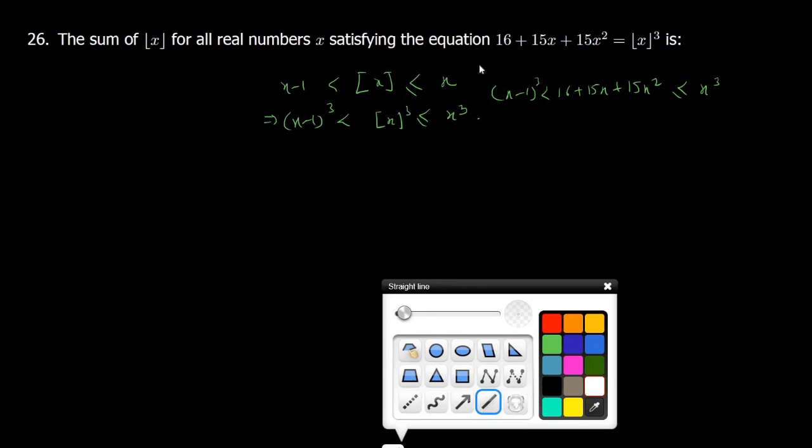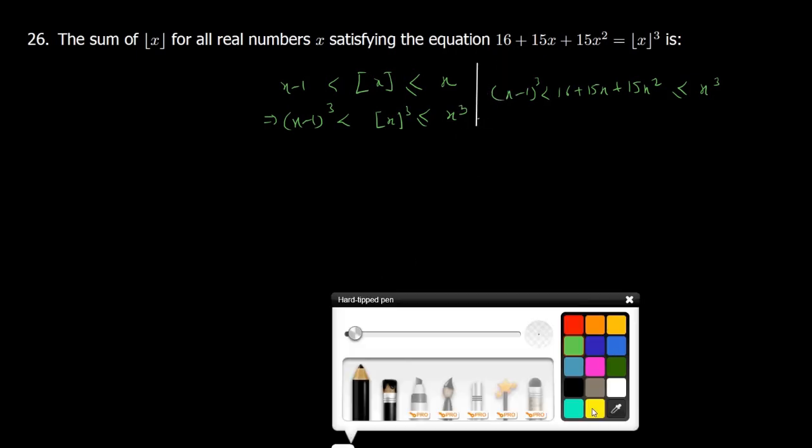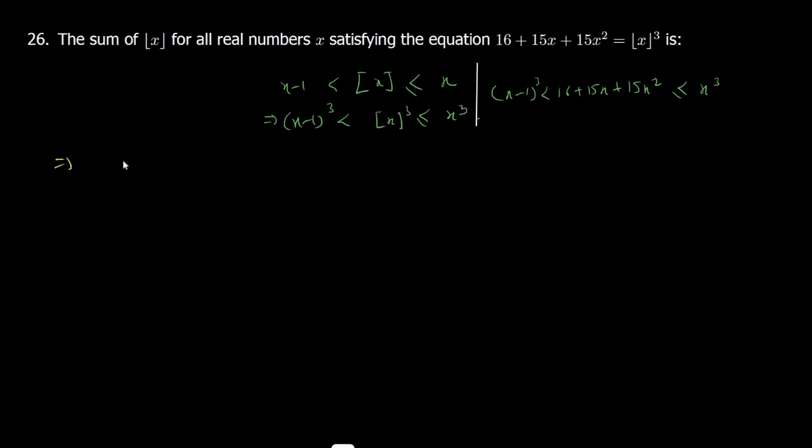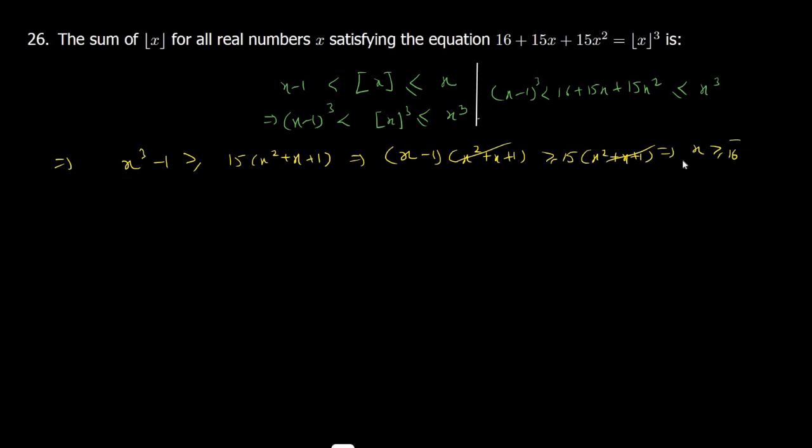Now first let me solve the inequality on the right hand side. If I take a 1 on the other side, x cube minus 1 will become greater than or equal to 15 times x square plus x plus 1. Now observe that x square plus x plus 1 is a factor on both sides, and because that is always positive, we can cancel that factor. So the left hand side is x minus 1 times x square plus x plus 1, which is greater than or equal to 15 times x square plus x plus 1. This gets cancelled. x minus 1 greater than or equal to 15 means x is greater than or equal to 16. Alright, that is the first result.